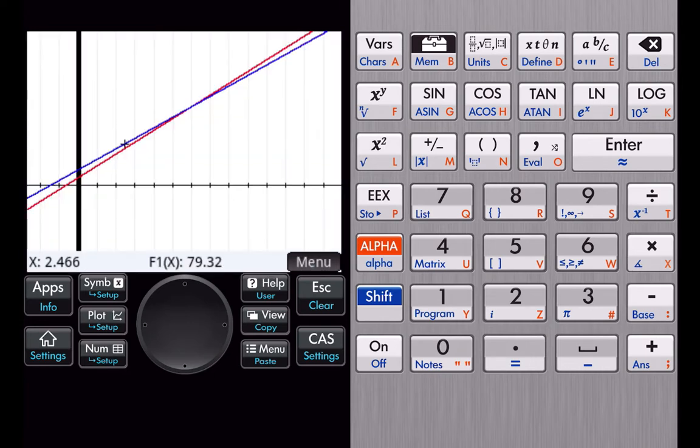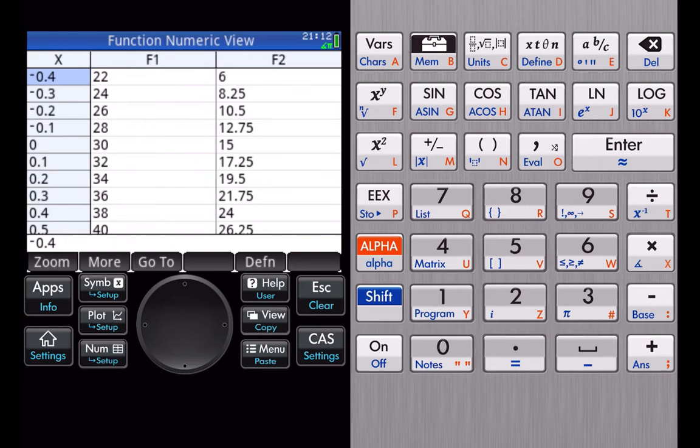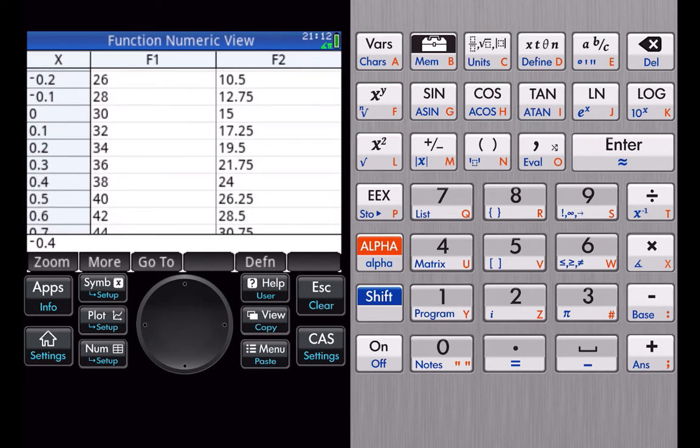So we will press the table, numeric view, this button. And you can see function 1 and function 2. The x values are the number of hours. You can see that we have negative values for x, which is not realistic. And every step is 0.1 hour, which probably is not so useful for us either. So we can change the setup of this table.